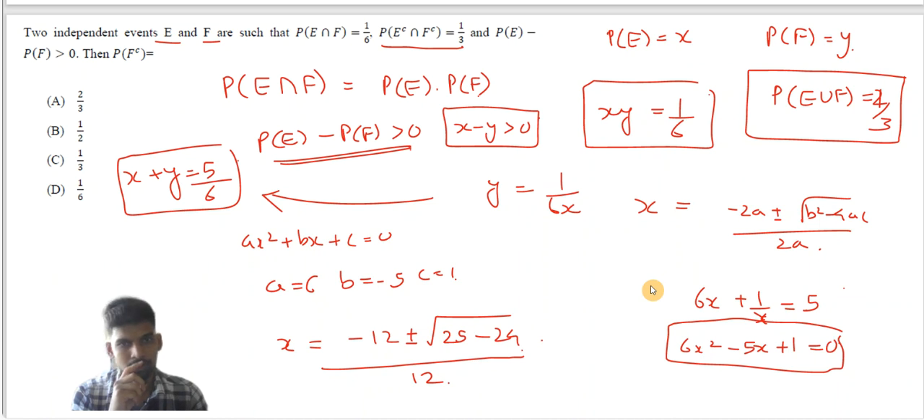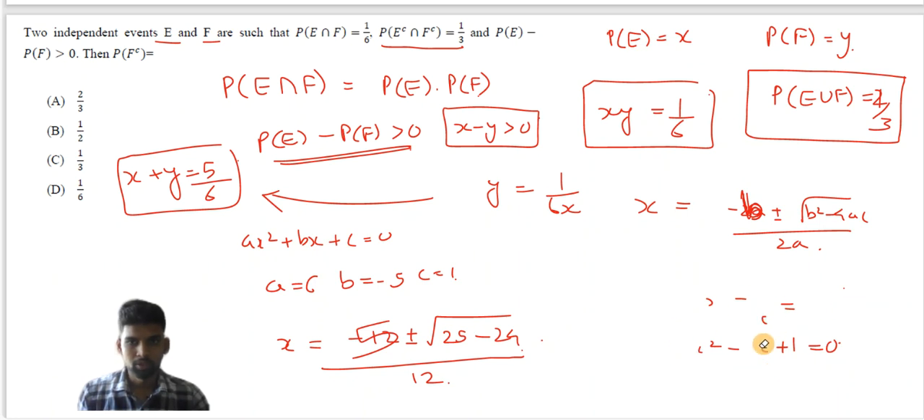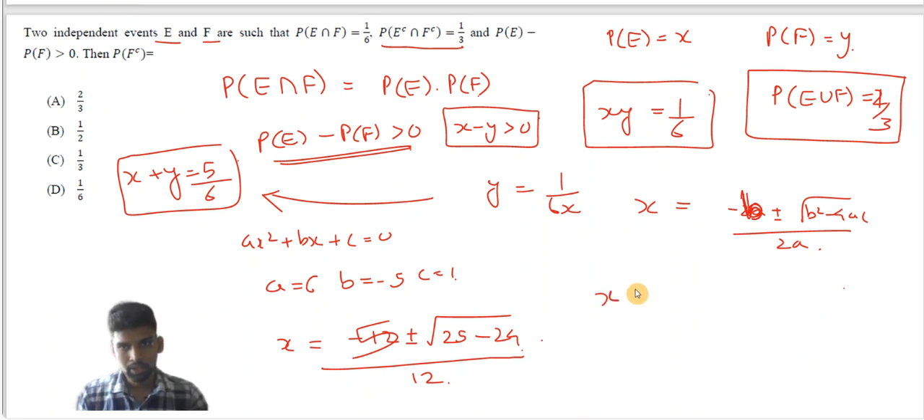Did I do something wrong here? Let me check the formula for the quadratic equation. The formula is minus b plus minus under root of b squared minus 4ac, by 2a. So minus b is minus of minus 5, that is plus 5. Solving this, x is equal to 5 plus minus under root of 1, by 12.